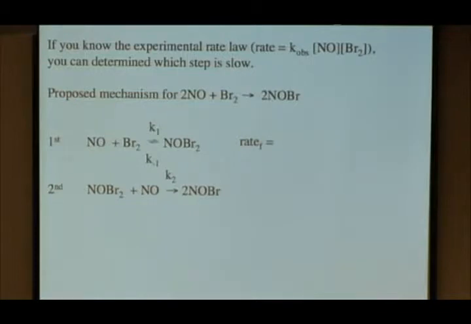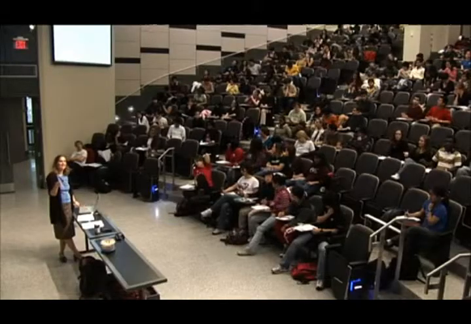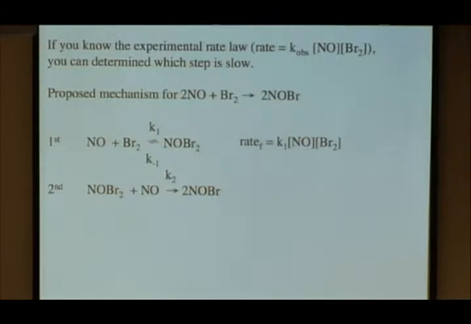And so that would be, you can yell it out, k1 times... yes, excellent. And for the reverse reaction, we're going to have our k minus 1 times our intermediate concentration. Now we can look at step 2, where our intermediate is being consumed, and the rate would equal k2 times the concentration of the intermediate NOBr2 times the concentration of NO.